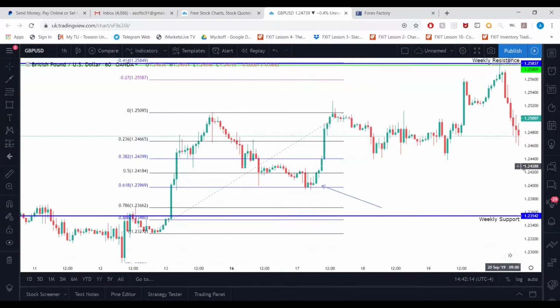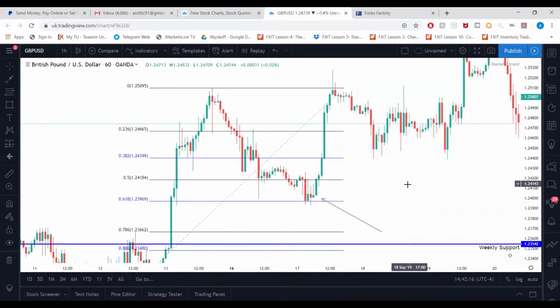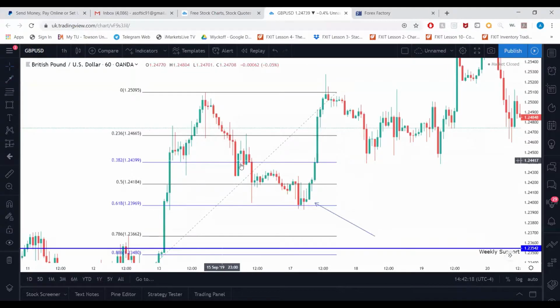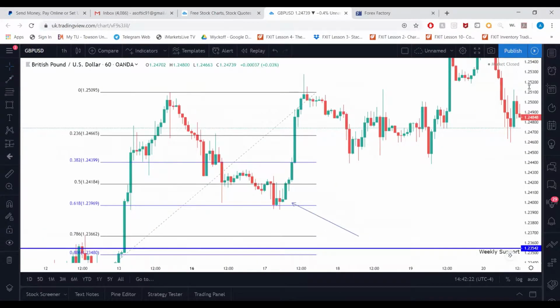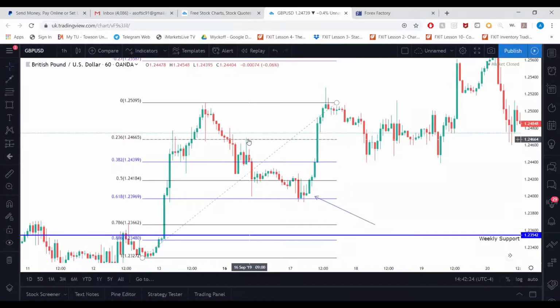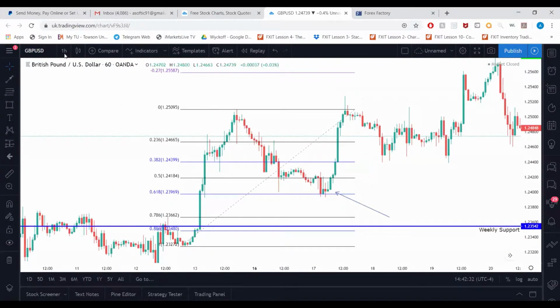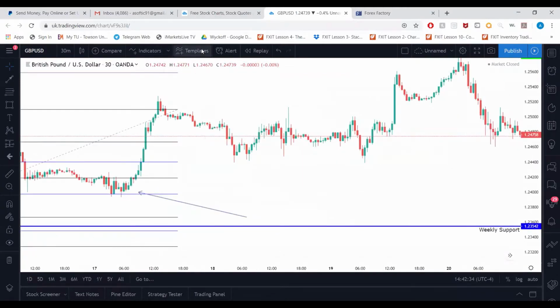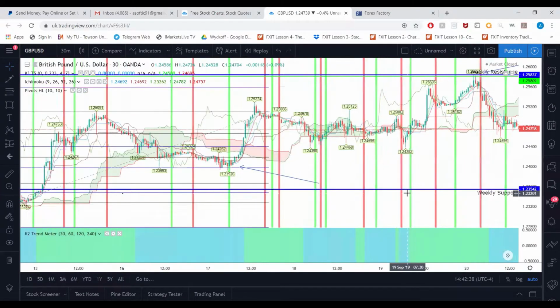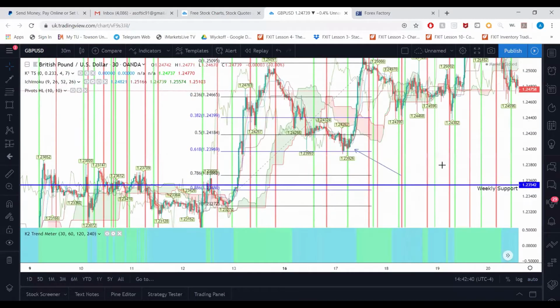This is an example of a 61.8 rejection, but it could have been 38.2, it could have been 50, right? So it's not always. For GBP pairs, however, most of the time the case is 50 and 61.8 rejection. And again, you go back on the 30, if you have the K2 strategy, let's look at this.